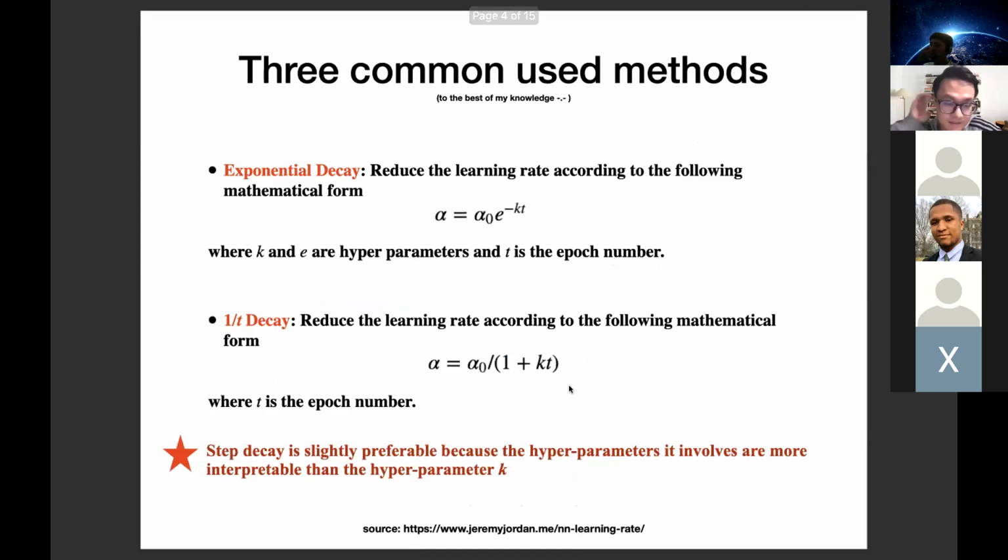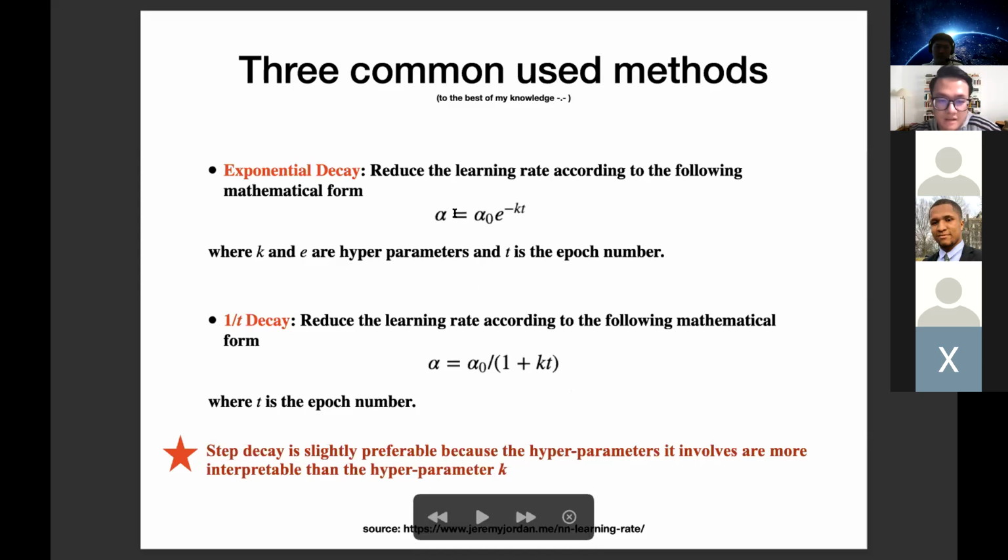And the last way is to reduce the learning rate according to the following. The mathematical form is like exponential decay. The step decay is preferable because the hyperparameters it involves are more interpretable than the hyperparameter k in this form. So it's exponential decay, and it's very simple to say.